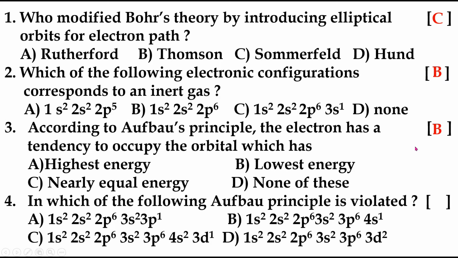Fourth one: In which of the following is the Aufbau principle violated? A, 1s2 2s2 2p6 3s2 3p1. B, 1s2 2s2 2p6 3s2 3p6 4s1. C, 1s2 2s2 2p6 3s2 3p6 4s2 3d1. D, 1s2 2s2 2p6 3s2 3p6 3d2. Answer is option D, 1s2 2s2 2p6 3s2 3p6 3d2.